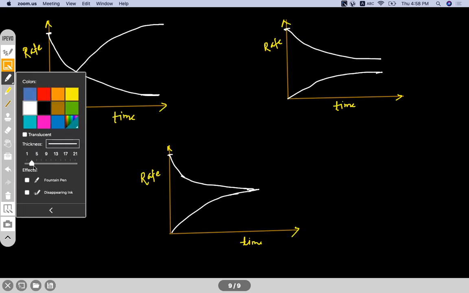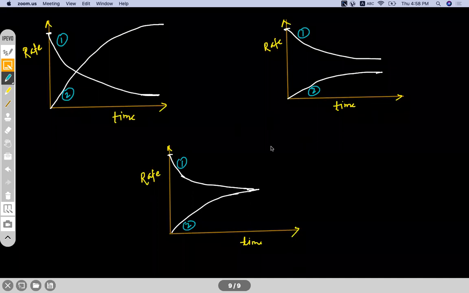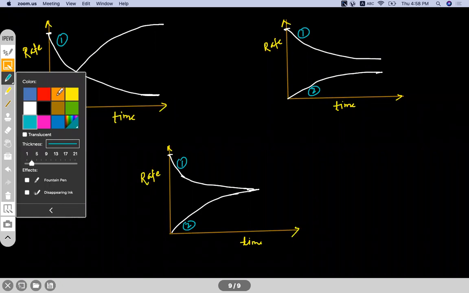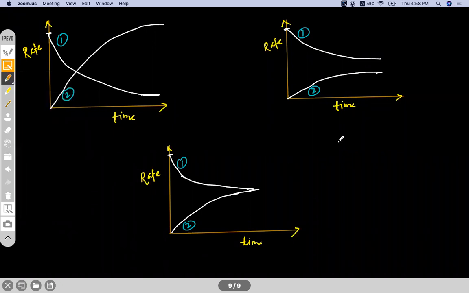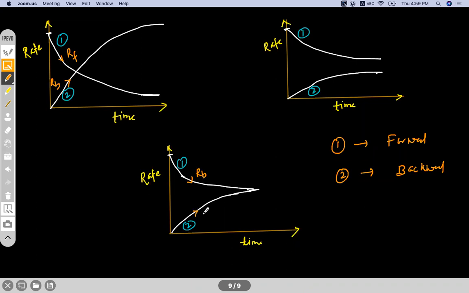Okay, look at this graph. First of all, you tell me which graph represents the forward reaction and which graph represents the backward reaction. One and two. Which one is forward, which one is backward? One is forward and two is backward, right? Because we know forward rate decreases. So one represents forward and two represents backward. Okay, so one thing is correct. Now, this is RF, the rate of forward reaction, and this is RB, the rate of backward reaction. This is also RF, this is also RB, and this is also RF, this is also RB.